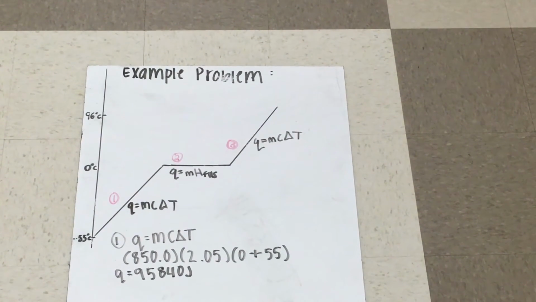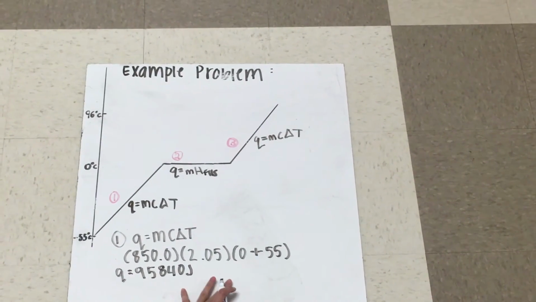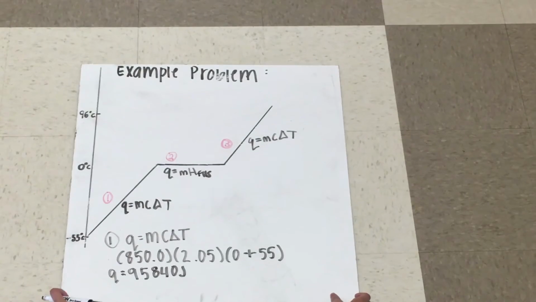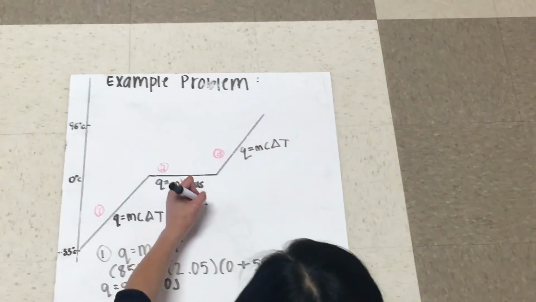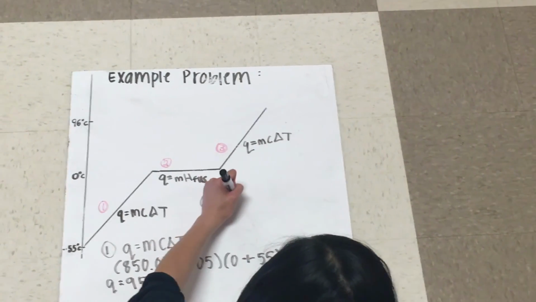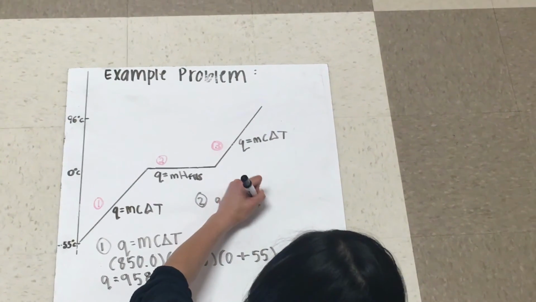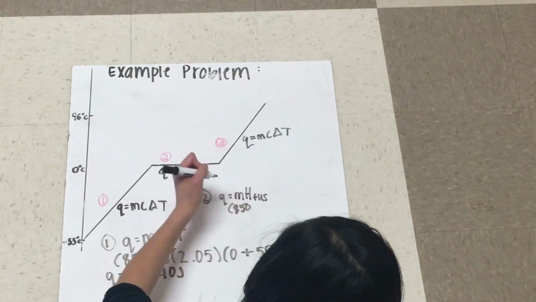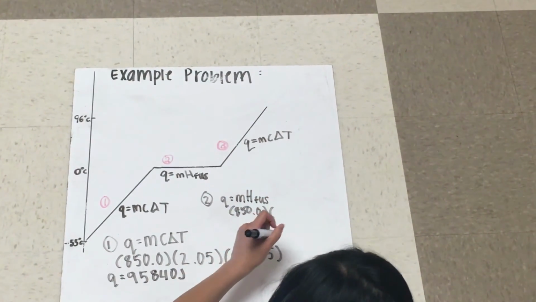Since step 2 is a phase change, you should use the equation Q equals m H fusion, because the graph indicates a phase change between solid and liquid at 0 degrees Celsius. The mass is still 850.0 grams, and the H fusion constant is 334 joules per gram. Multiply the two together, and you should get 283,900 joules with significant figures.